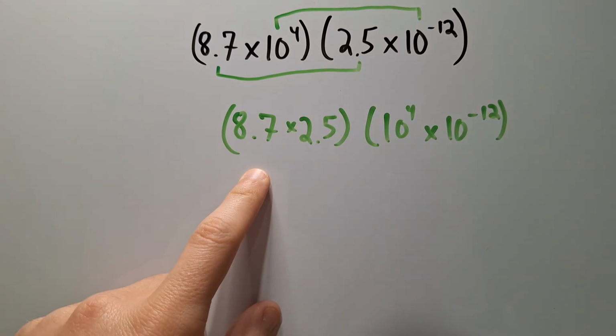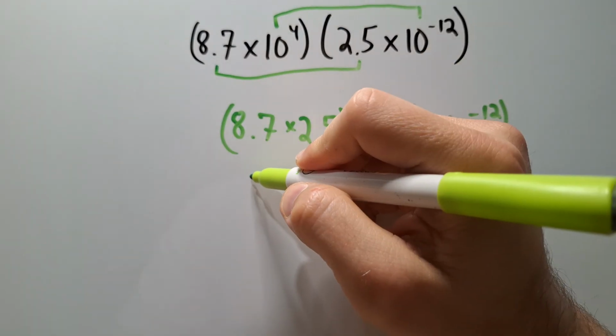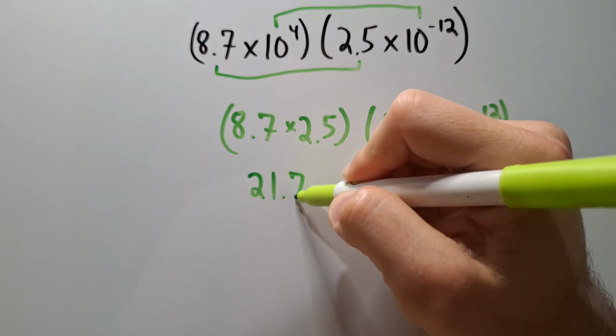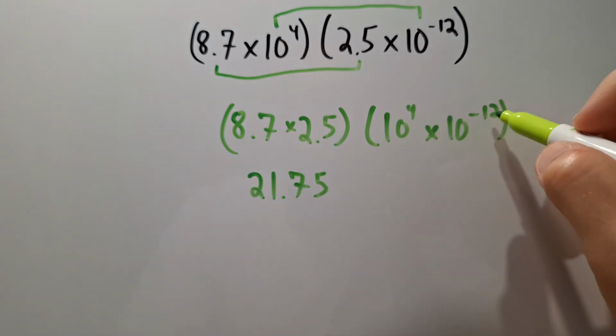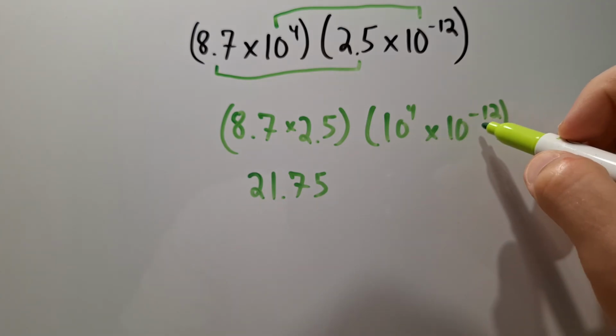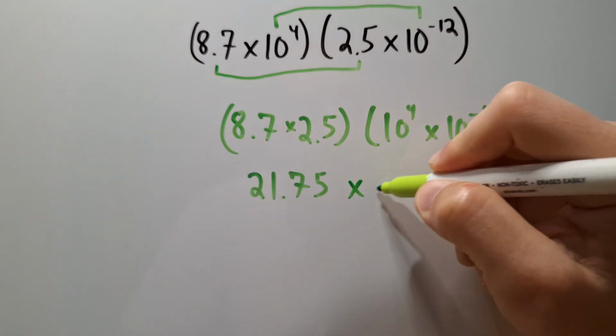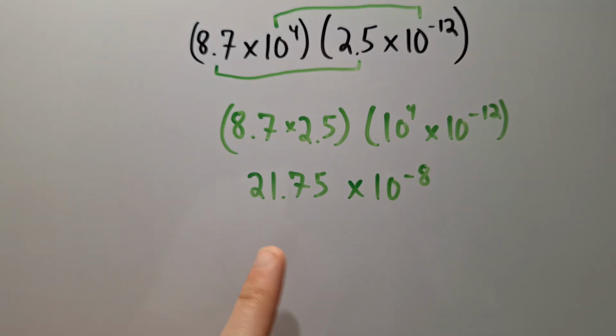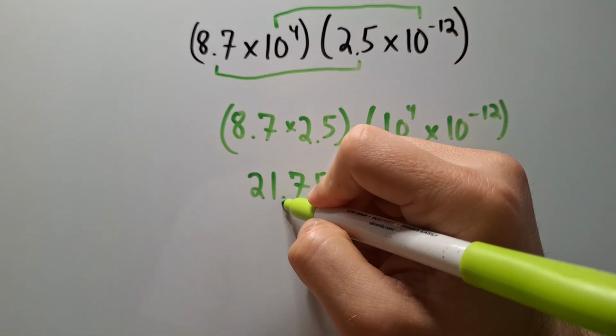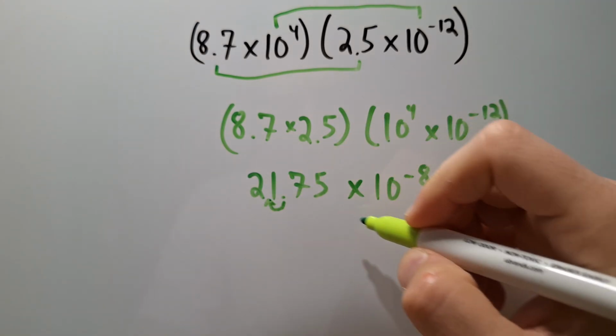So this multiplication gives me 21.75. And then here, again, add the exponents. 4 plus negative 12 gives me negative 8. So this is not our final answer because this number is not in between 1 and 10. So in order to do that, we're going to move the decimal point over exactly one space.